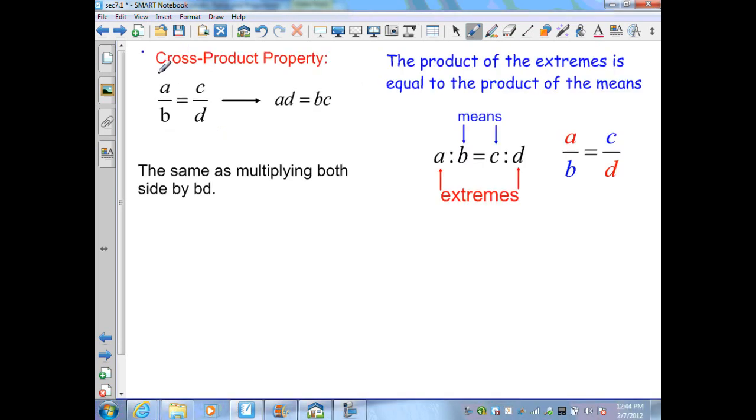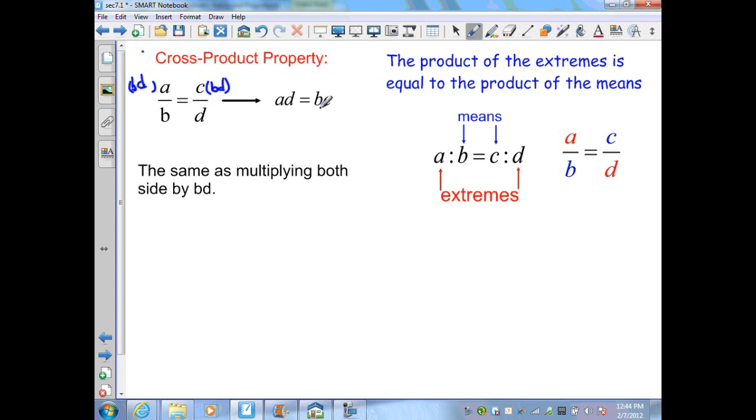To solve a proportion, we must have a procedure. Here, I have a proportion represented by A to B equals C to D. To solve this, I'd use the properties of equality and multiply both sides by BD. And when I simplify that, I would end up with AD equals BC. In other words, the B's would cancel. I'd get A times D. And here, the D's would cancel. I'd get C times B.